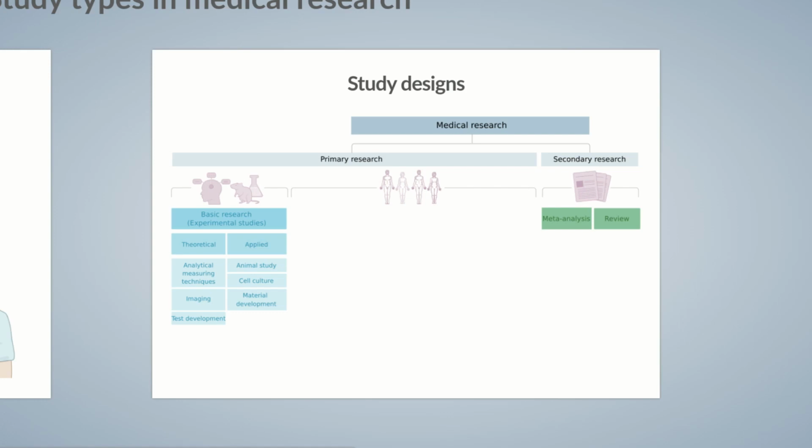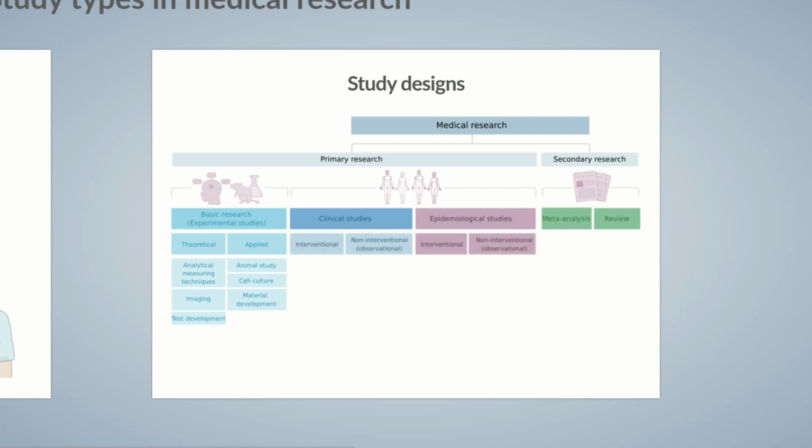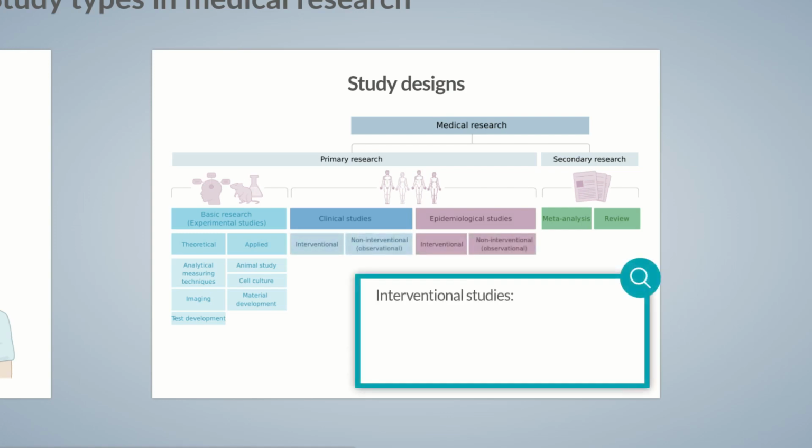So, as you can see, basic research mainly takes place in the lab. This can sometimes be problematic as lab conditions can't always be translated to the human body. In this case, clinical and epidemiological studies in which the patient is at the foreground can be quite helpful. These can be differentiated into interventional and observational studies.